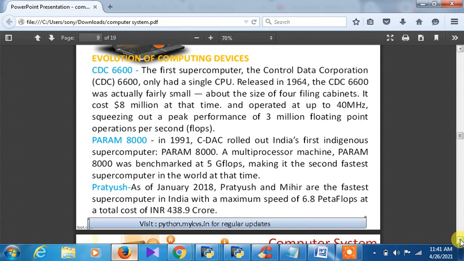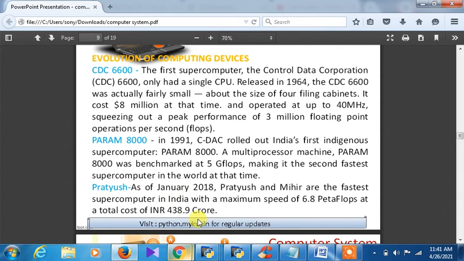All right, that is the thing. Many of the processors are functioning parallelly. So now what is happening? In fact, there are several machines available. Param is there, Pratyush is there. These are all the supercomputers that India has right now.